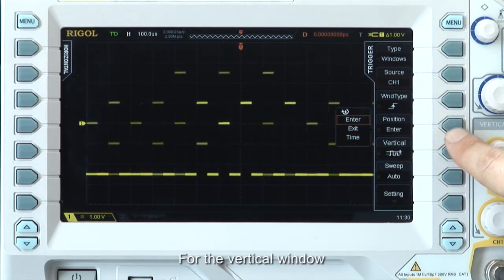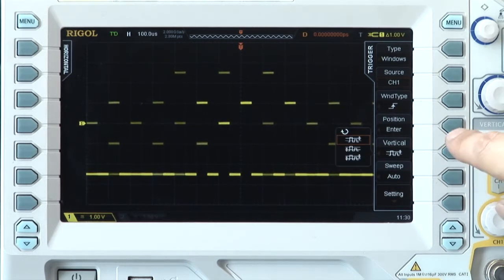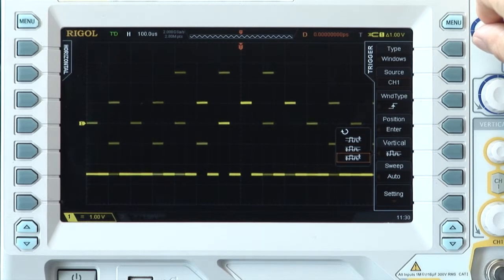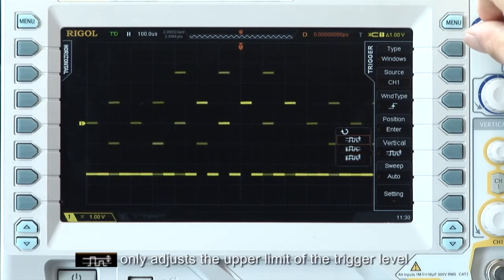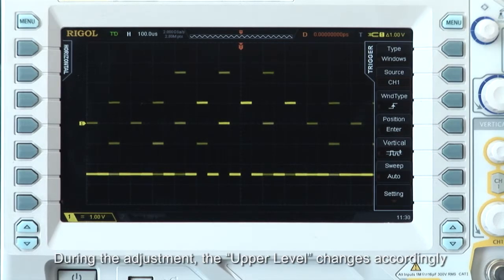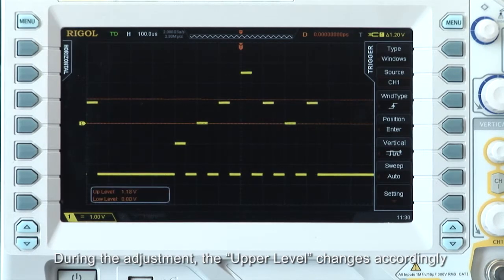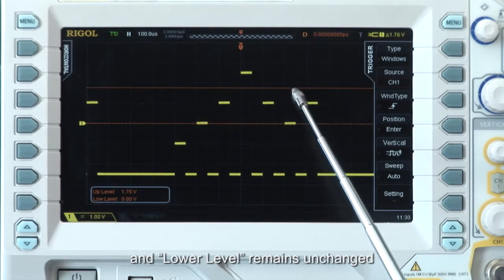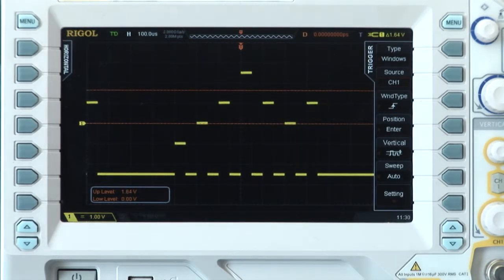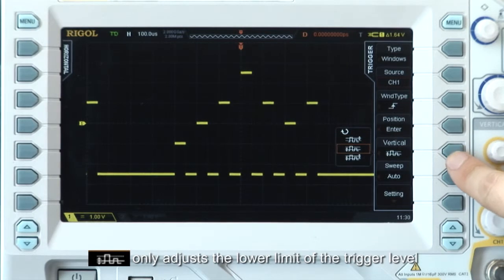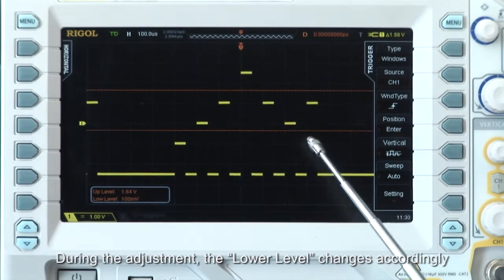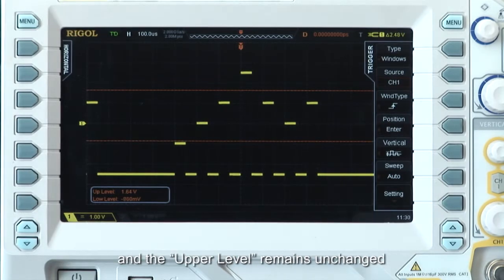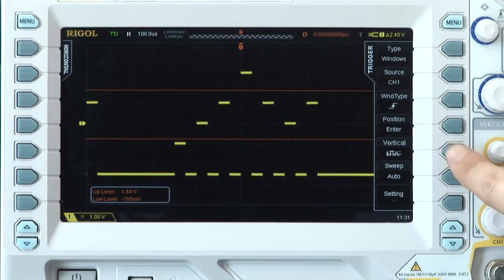For the vertical window, the upper limit adjusts only the upper limit of the trigger level. During the adjustment, the upper level changes accordingly, and the lower level remains unchanged. With the lower limit, we'll only adjust the lower limit of the trigger level. During the adjustment, the lower level changes accordingly, and the upper level remains unchanged.